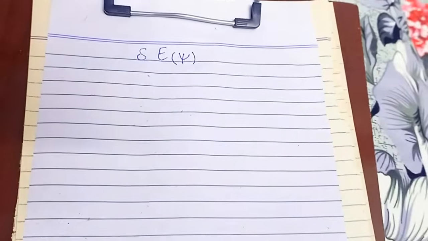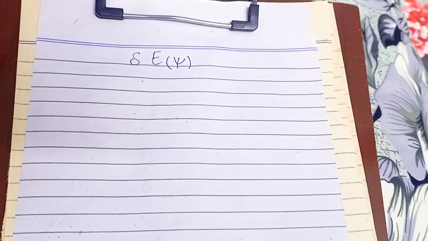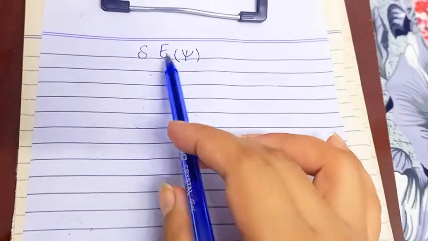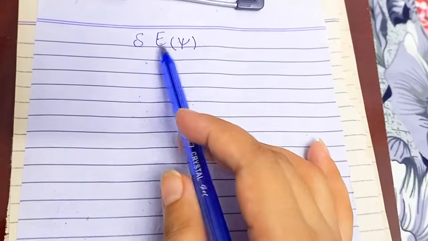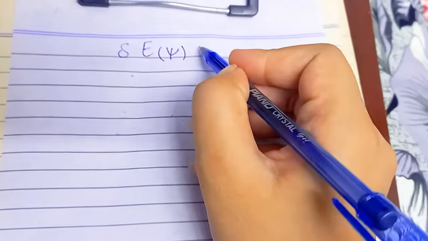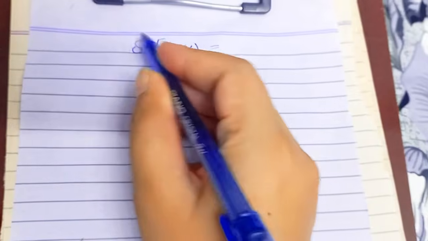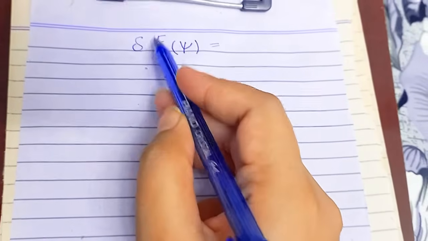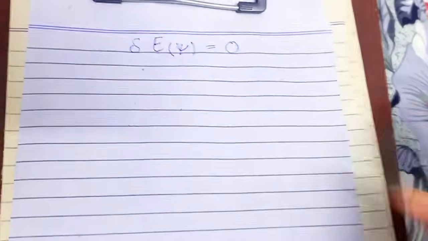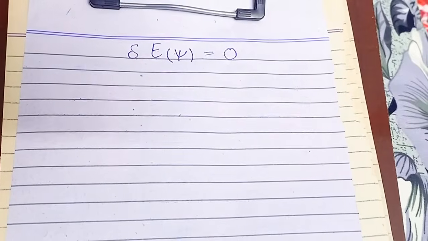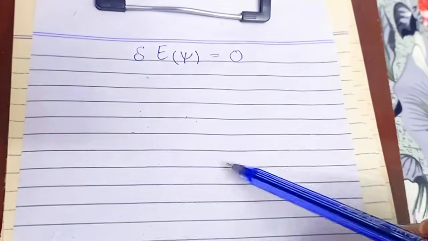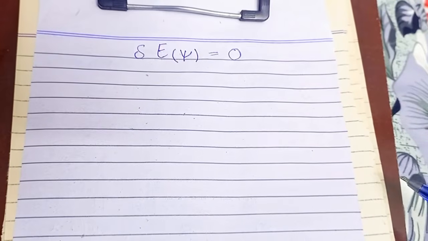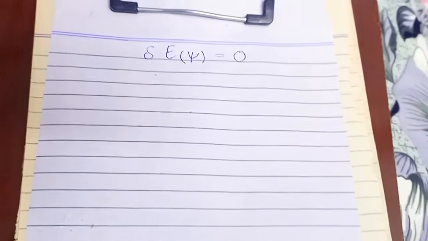Because for every state in a quantum system there is an associated energy, so they are interconnected. Energy for a state psi and its differential, or variation, you can say, will be equal to 0. This is the variation equation, and this is how we can determine the energy levels and the wave functions.